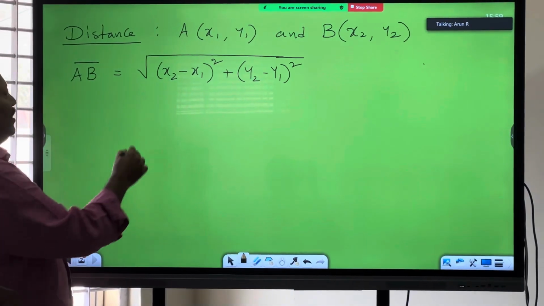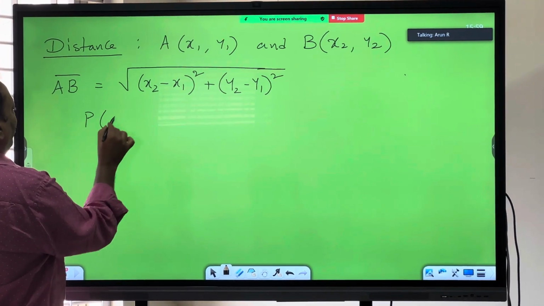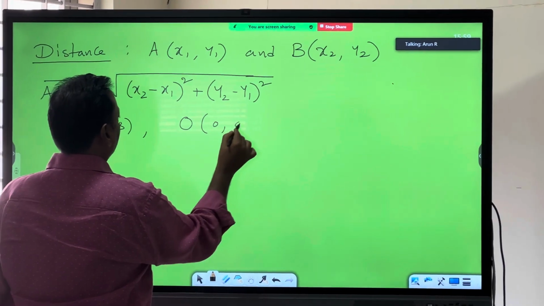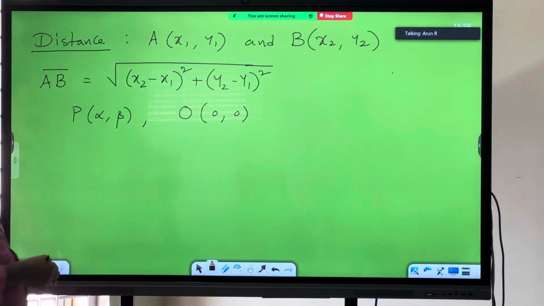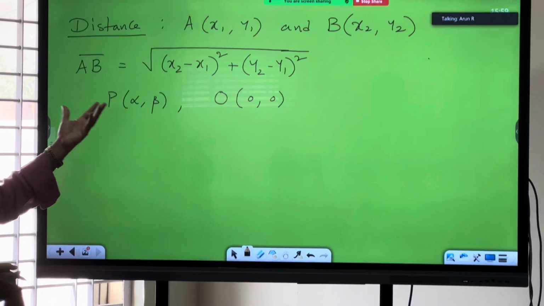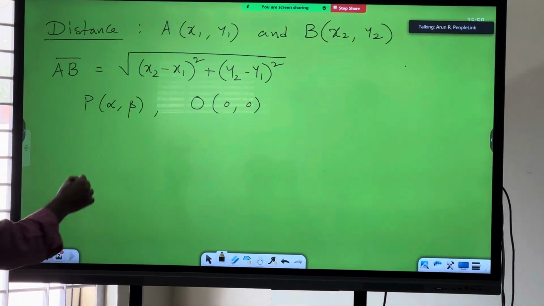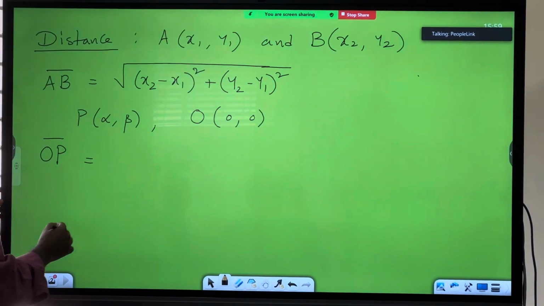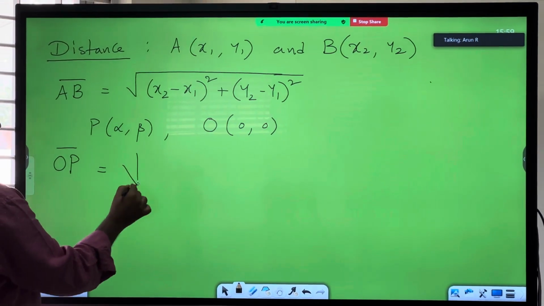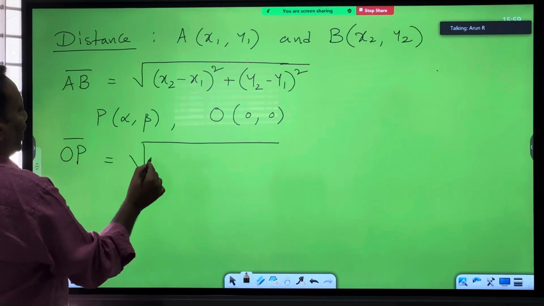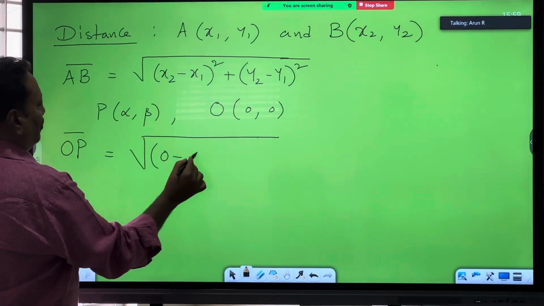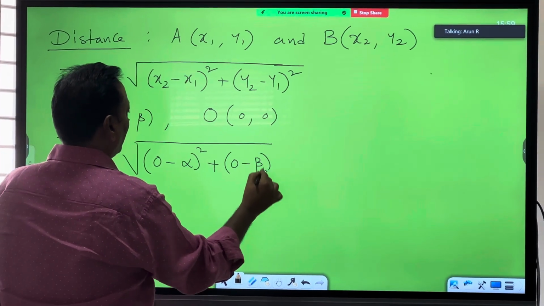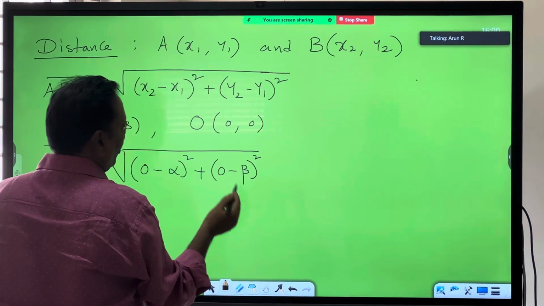For example, if a point is alpha, beta and another point is 0, 0, the origin. You know, origin has the coordinates 0, 0, and any point P, I have taken a general point P as alpha, beta. How to find OP? It is the root over, I am using this formula now, right? I can write 0 minus alpha whole square plus 0 minus beta whole square.